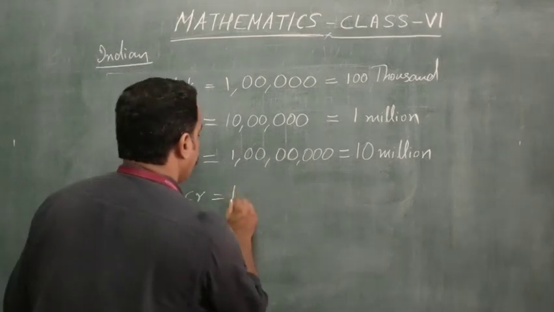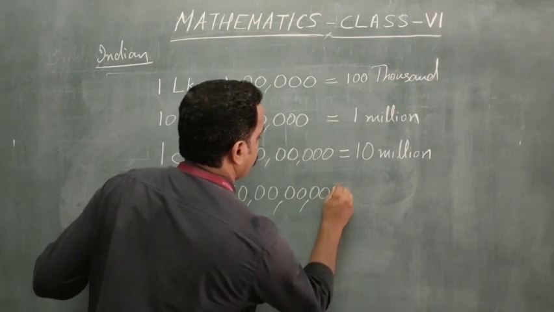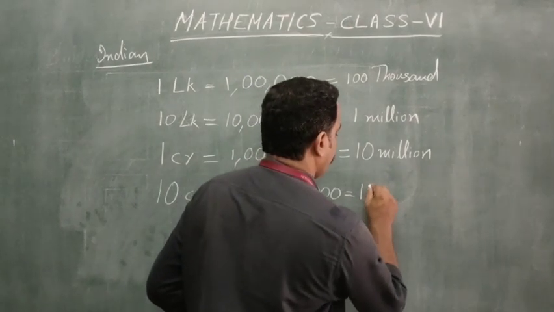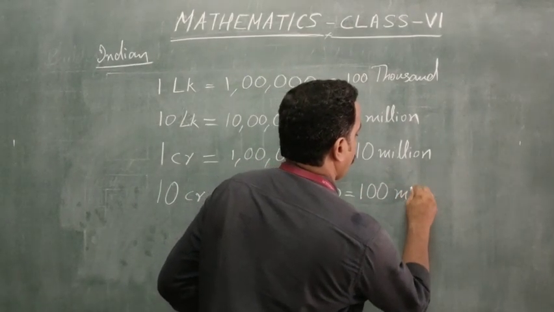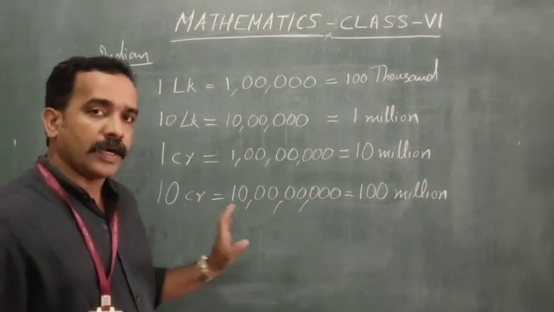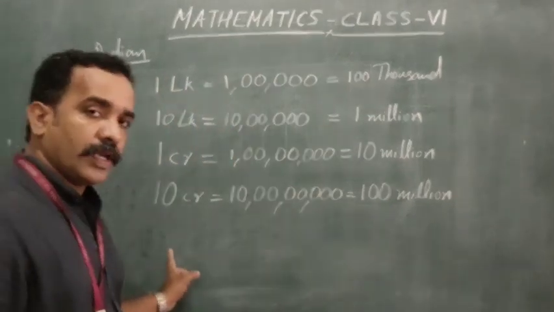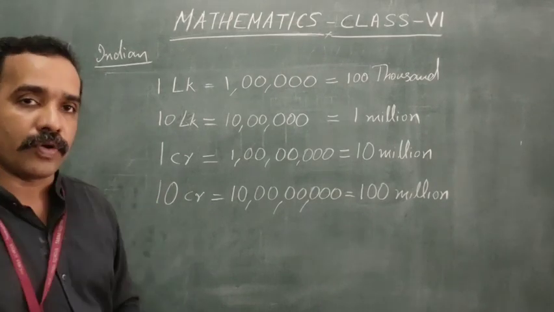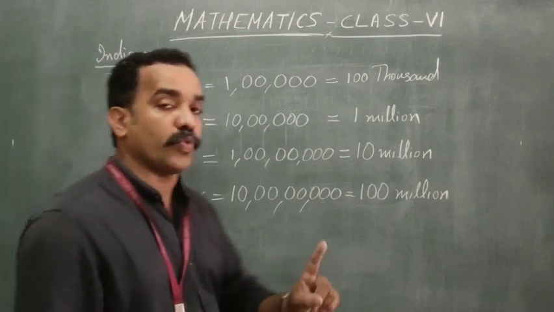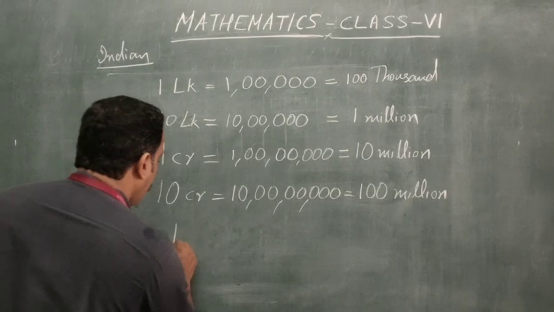10 crore is equal to 100 million. Now, if 100 crore is there, then that 100 crore is actually equal to 1 billion. Like that it is going on. So 1 billion.